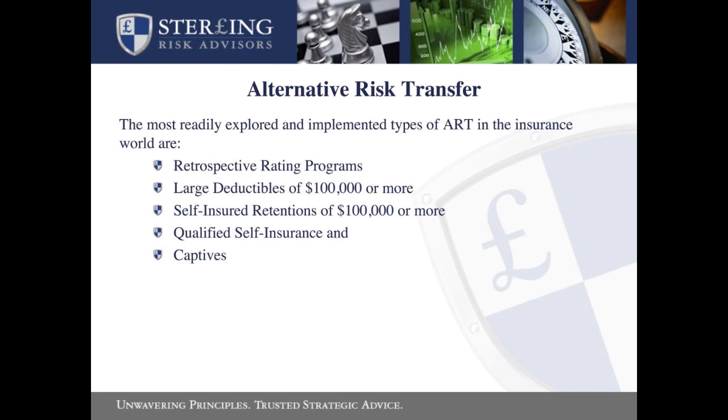So the most readily explored and implemented types of alternative risk transfer are retrospective rating programs, large deductibles of $100,000 or more, self-insured retentions of $100,000 or more, qualified self-insurance, and the last thing is captives. And as I said, these are the most explored and implemented types of ART in the insurance world.